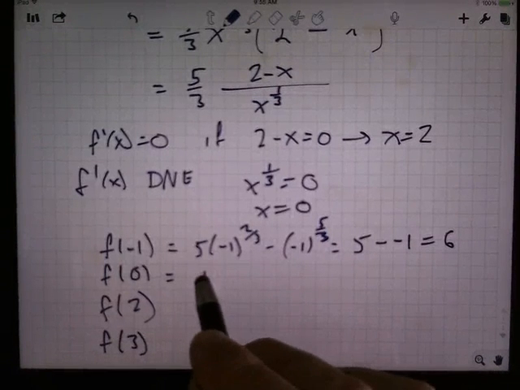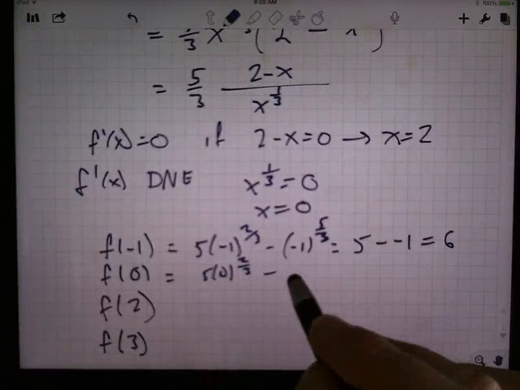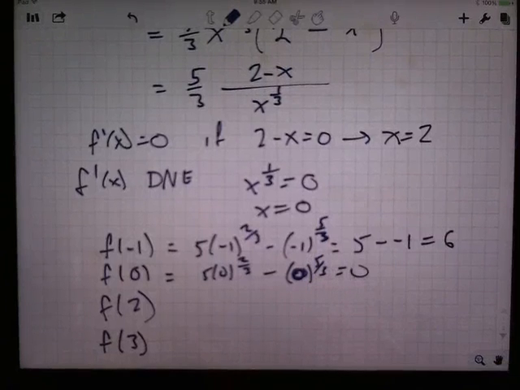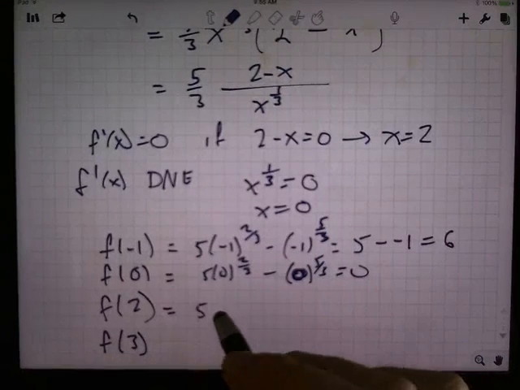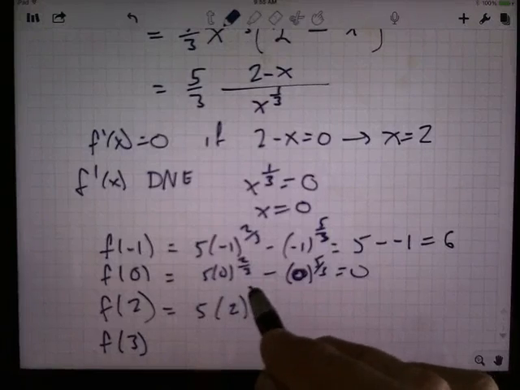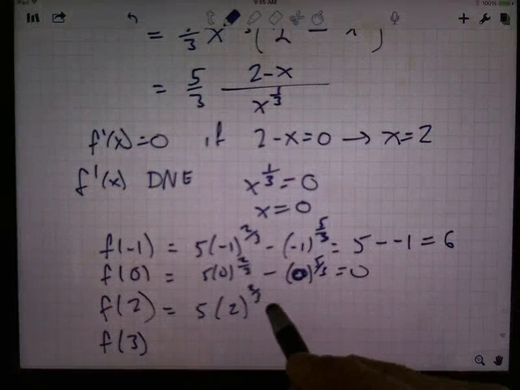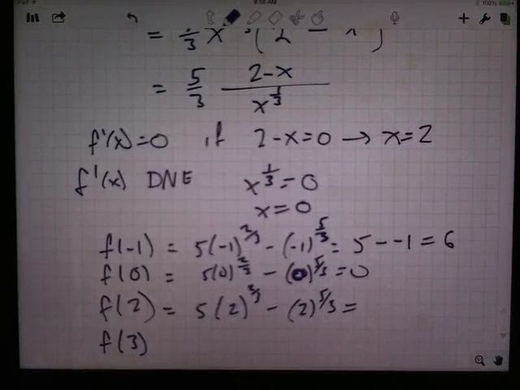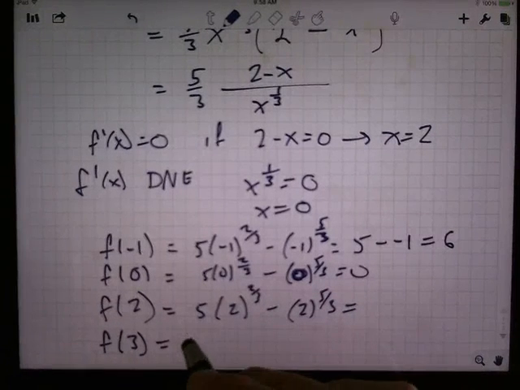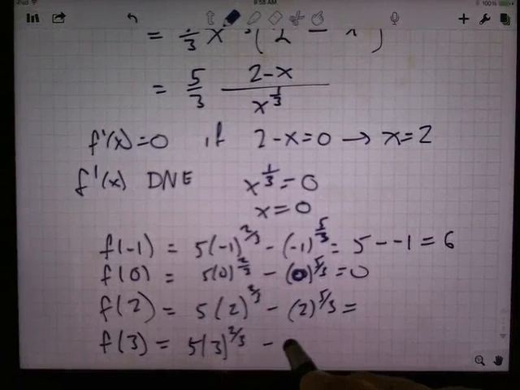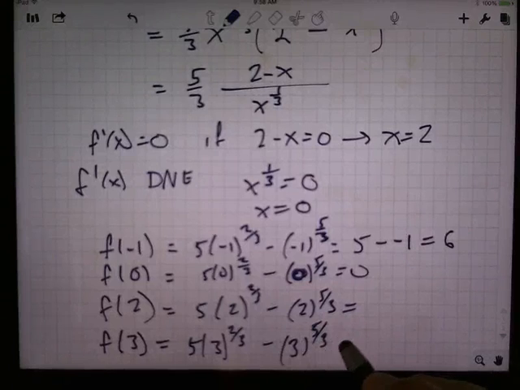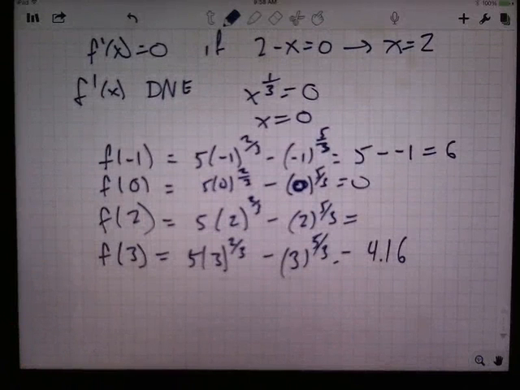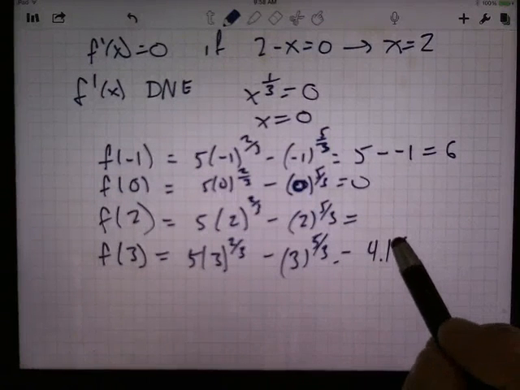Plug a 0 in. Well, that's going to be the easy one. 5 times 0^(2/3) minus 0^(5/3), which is 0. Plug a 2 in. I've got 5 times 2^(2/3) minus 2^(5/3), which is equal to 4.16 something, right? So did I never figure out the 2 here?